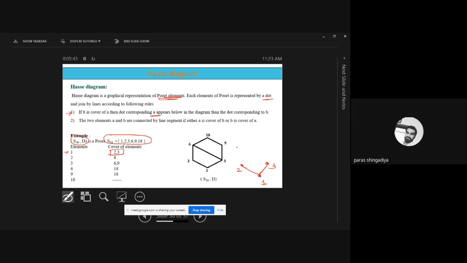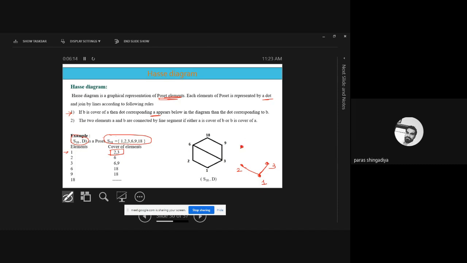So first assign the place of 6, and that should be above in comparison to the place of 2, because 6 is a cover element of 2. So let's assign the place of 6 here. You can put it anywhere; it is not fixed that you have to put it in the vertical direction. You can put 6 here or here, but it should be above the place of 2. We cannot put 6 below the position of 2. So I consider the place of 6 here.